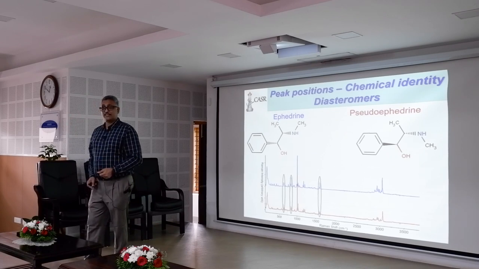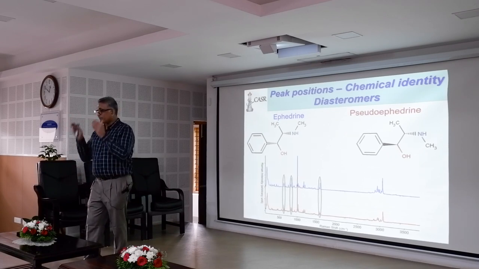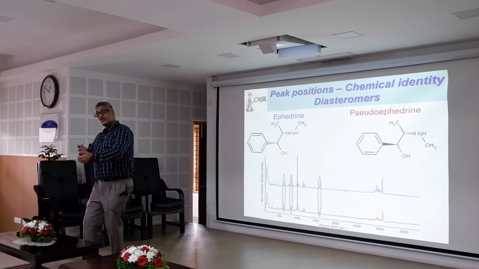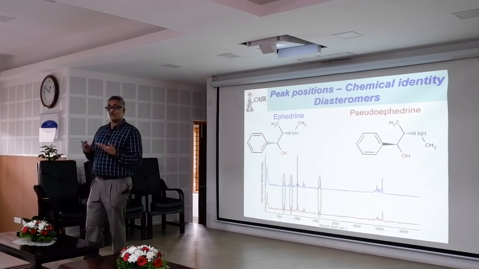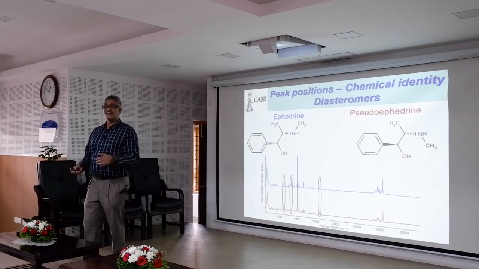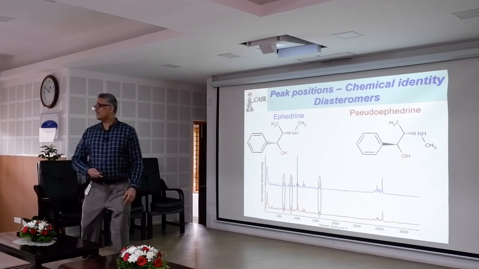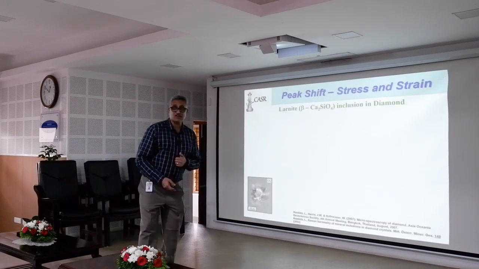This is a plant product. Both of them come from the plant. And 50-50 is the racemic mixture. So you want to isolate one more than the other. I want to find out whether I isolate it or not. I don't have to do any chemistry. I just do the Raman, I can tell you. Easy, right? So that's the power of it.